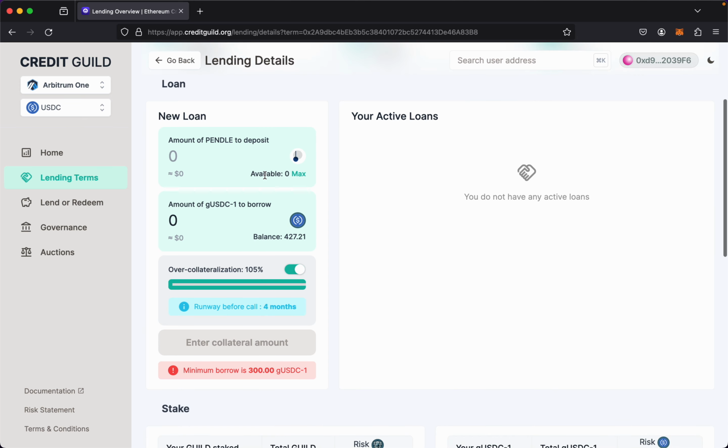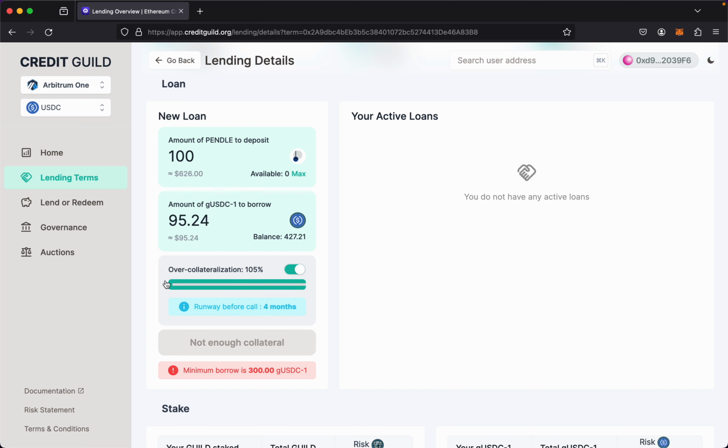So if you want to borrow, you can put in how many Pendle tokens you want to borrow with here. It will populate how many GUSDC you're allowed to borrow. You can toggle the loan size that you want here. You can see that runway before call at the bottom.